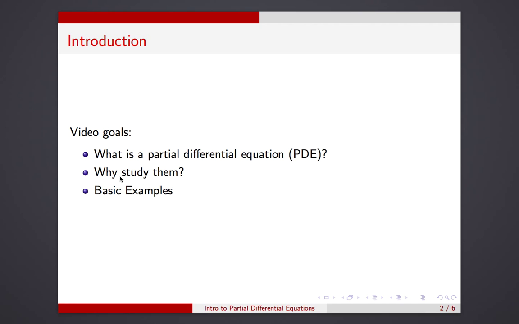I want to define PDEs for you, and from henceforth I will stop saying partial differential equation. It's too much to say. I will say PDE. We'll briefly talk about why you want to study them, and then I'll give you some basic examples. So by the end of this video, you will understand what a PDE is, and you will be able to solve a few carefully chosen examples.